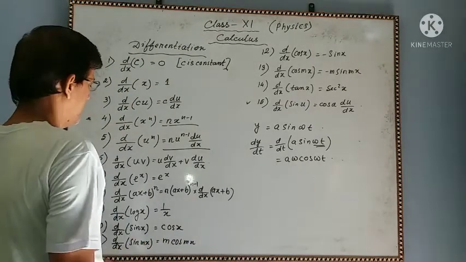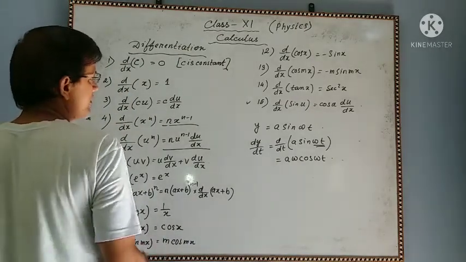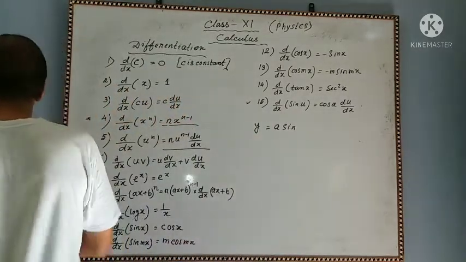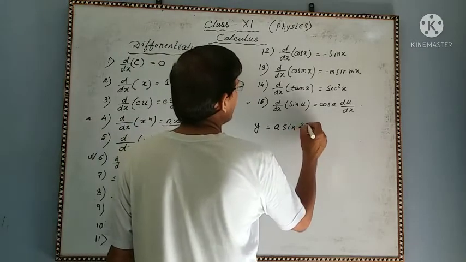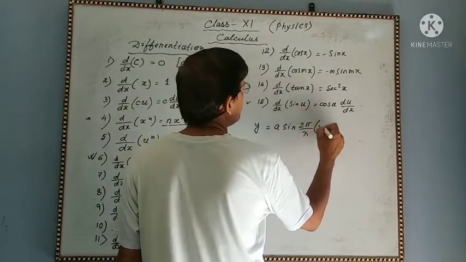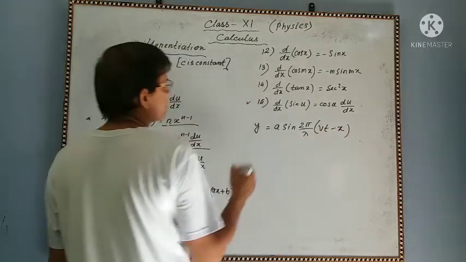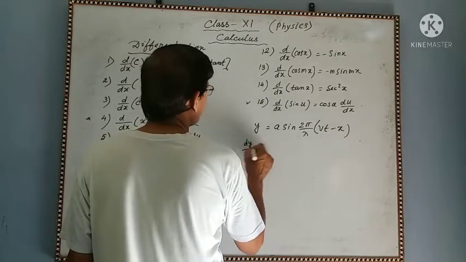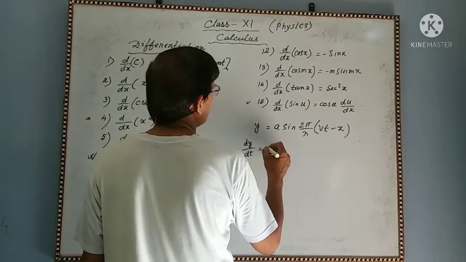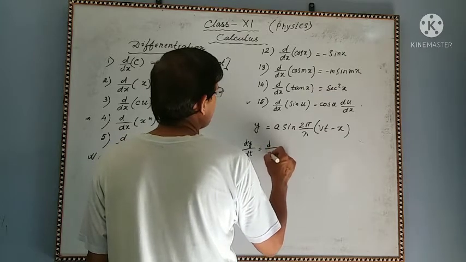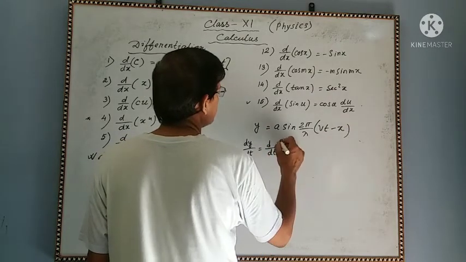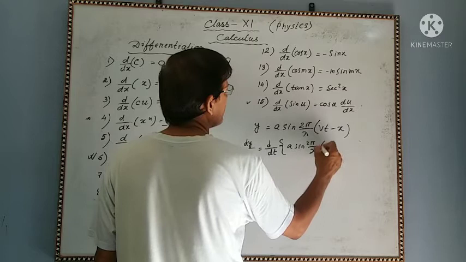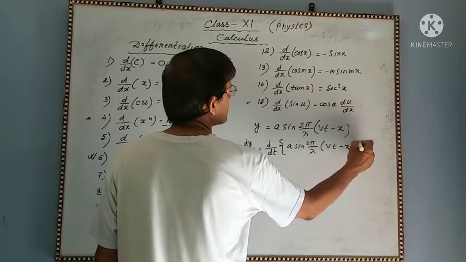This is actually this type. Another example you see, suppose y equal to a sin 2 pi by lambda (Vt minus x), and it is differentiated with respect to t. So dy by dt equal to d by dt of the whole term a sin 2 pi by lambda (Vt minus x).